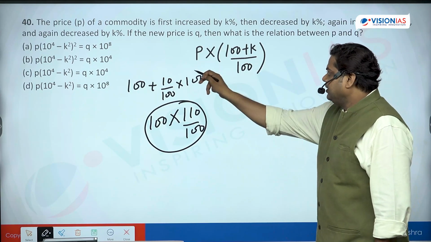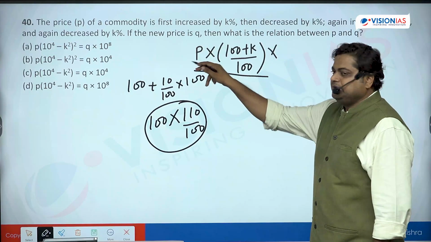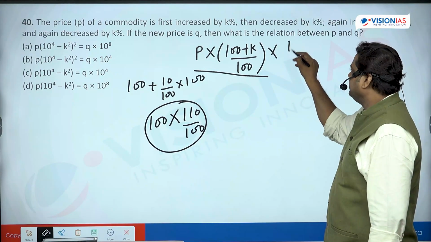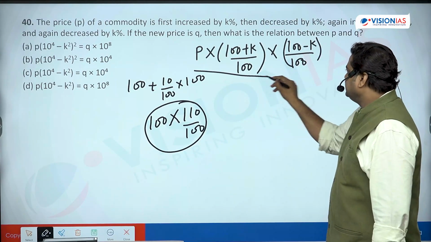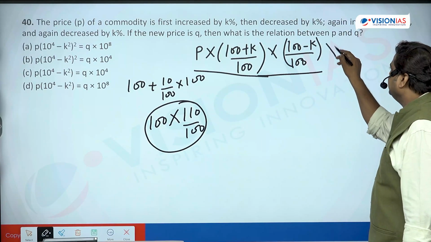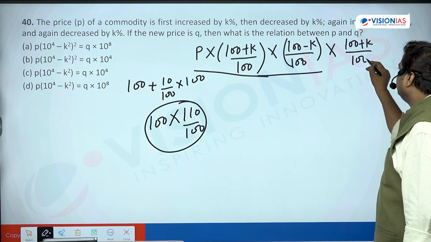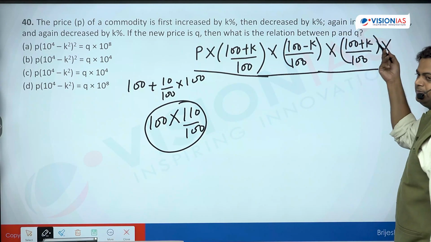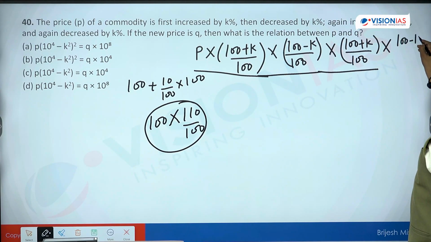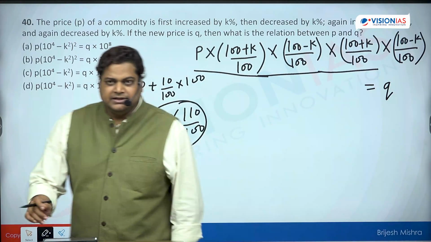Now this value decreased by K%. Now this is the value, this is decreased by K%, that means we are going to multiply by 100 minus K by 100. Then this value is again increased by K%, 100 plus K by 100. Then this whole value is again decreased by K%. This will become 100 minus K by 100. This is the value of Q. This is the final value we are getting, Q.